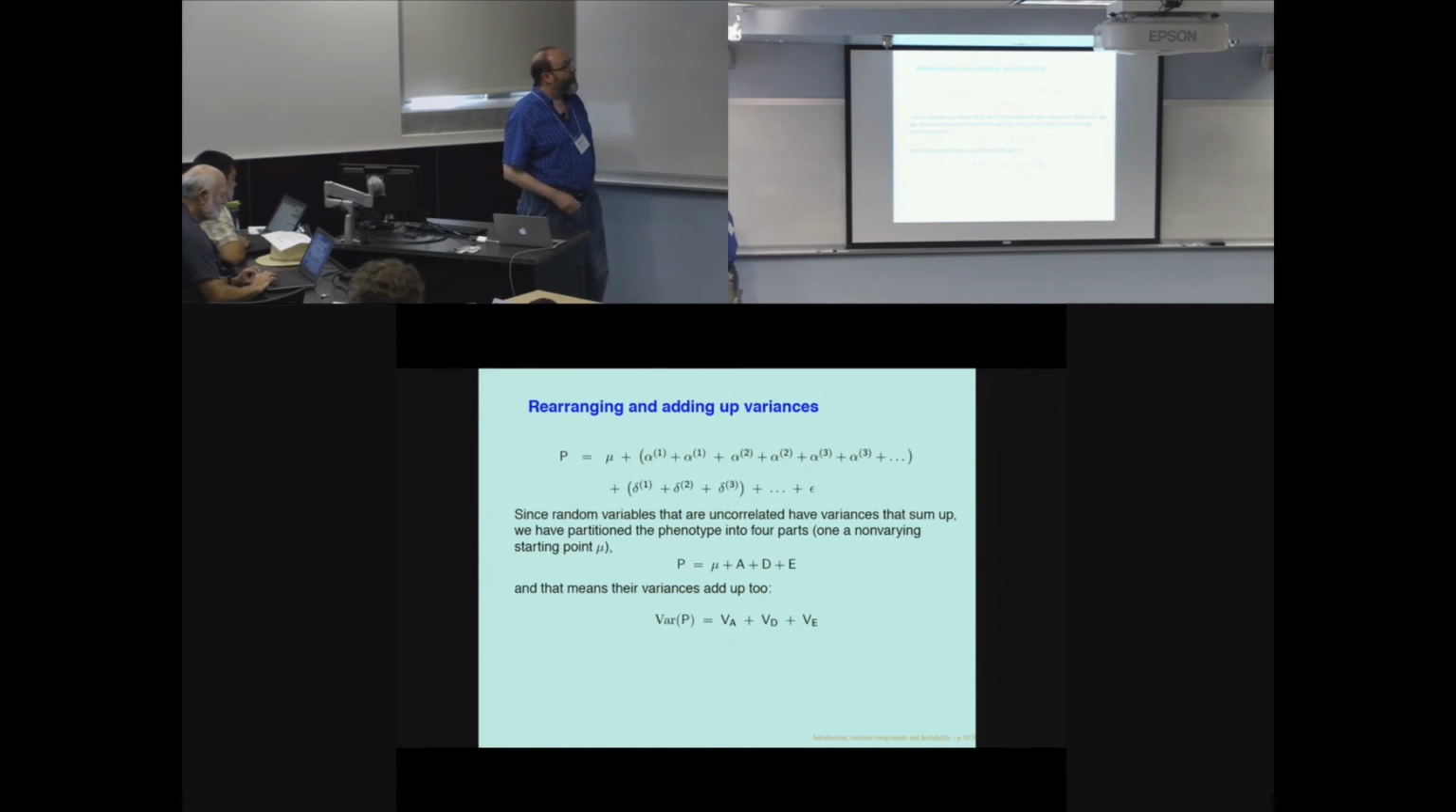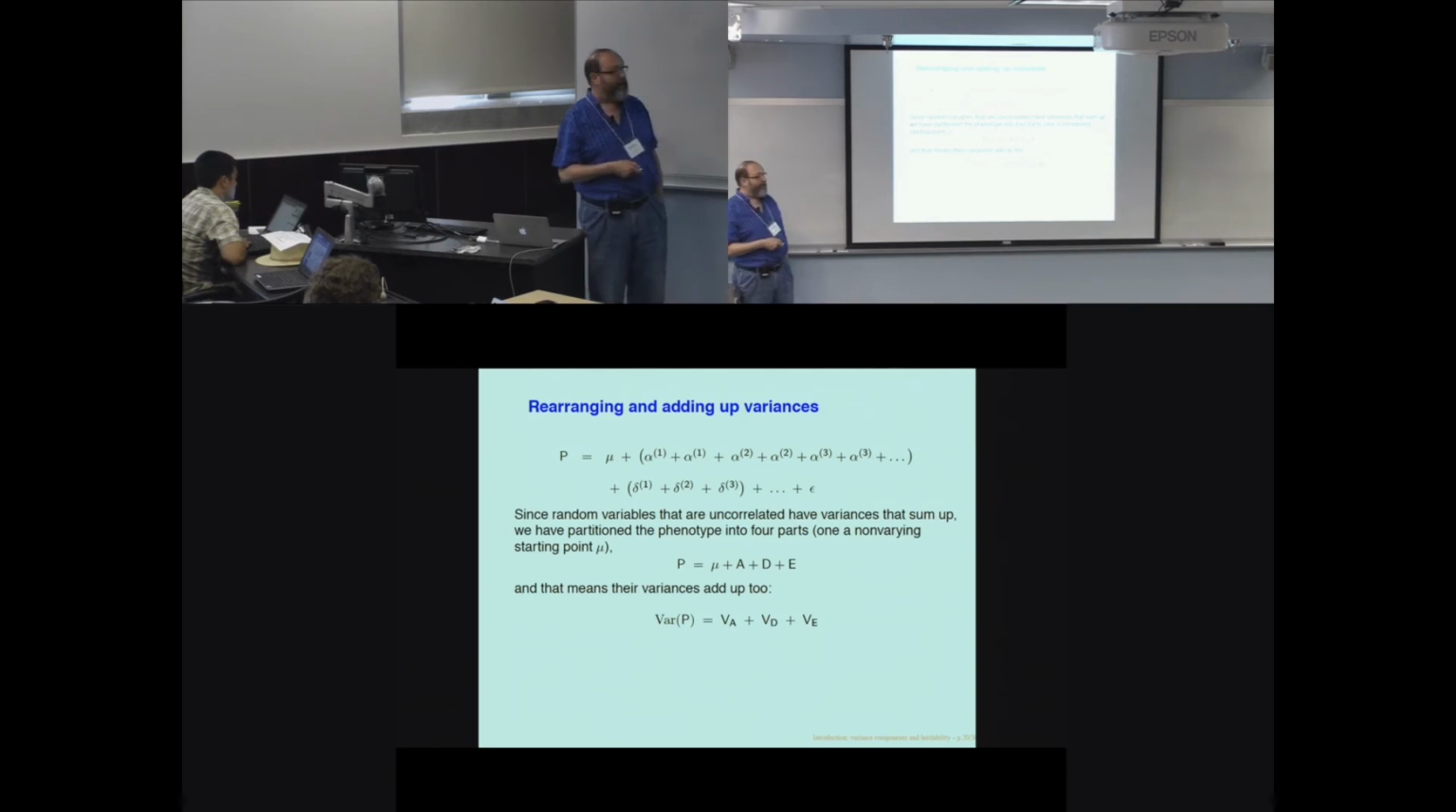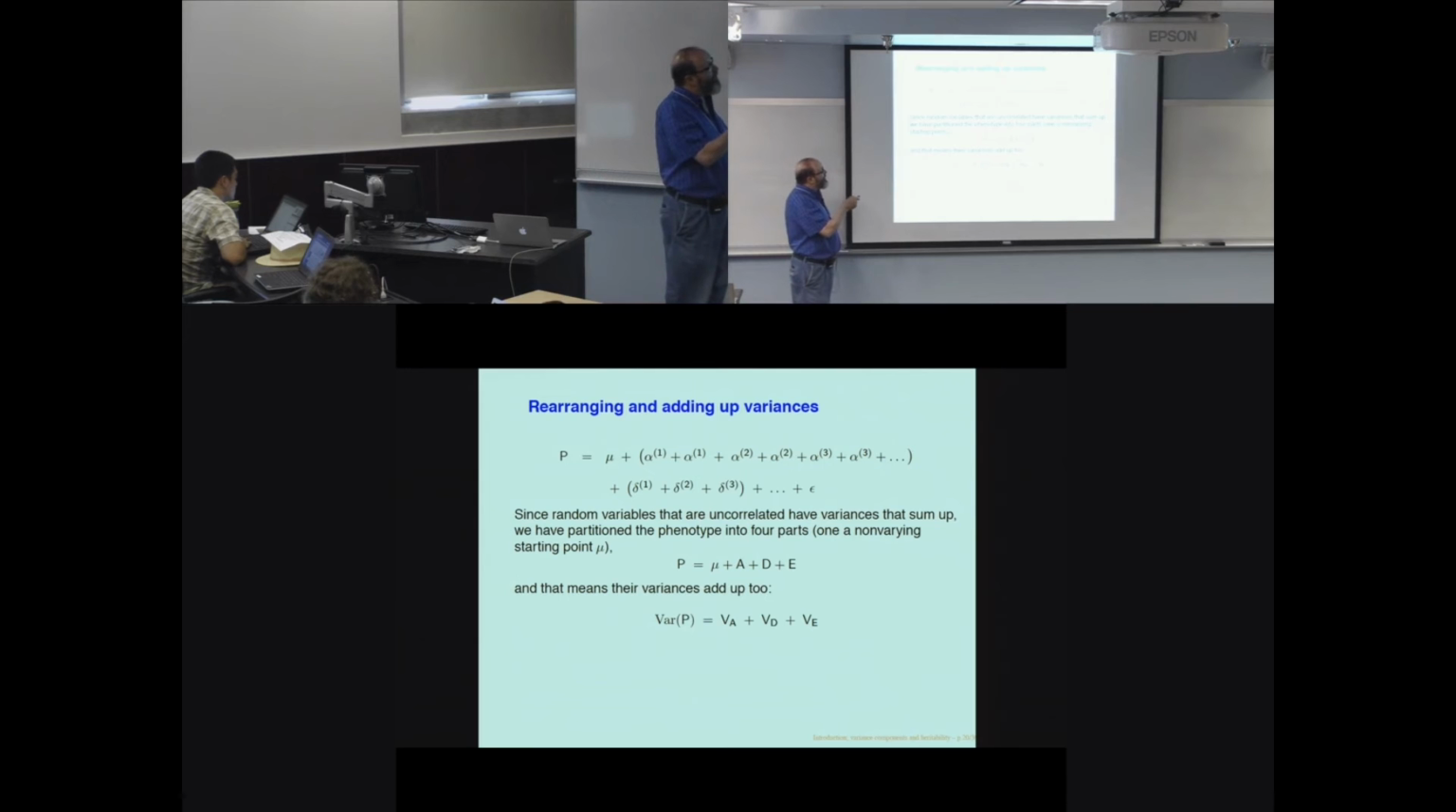Well, what we can do is imagine rearranging that sum to put all the alphas together and all the deltas together. Now you can see that the phenotype is the sum of 4 parts: the starting value, or possibly population mean, the total of all the additive effects, the total of all the dominance deviations, and the environmental effect. So you can think of it as mu plus A plus D plus E. All of these are uncorrelated with each other.